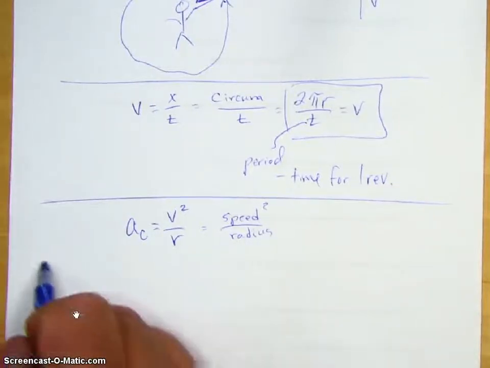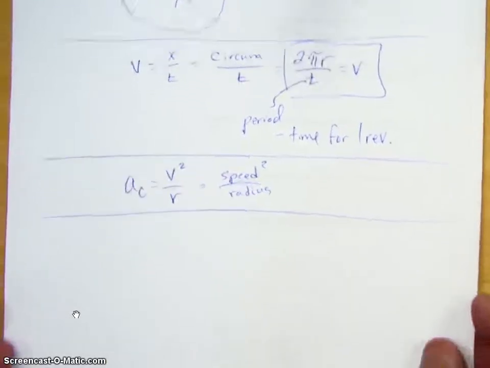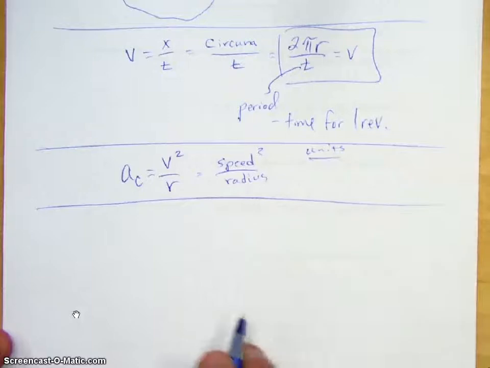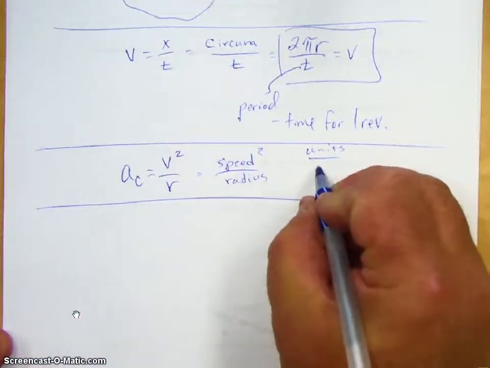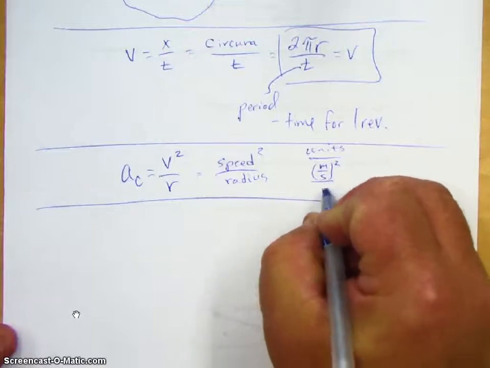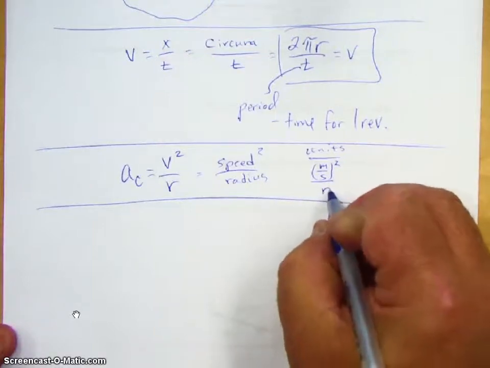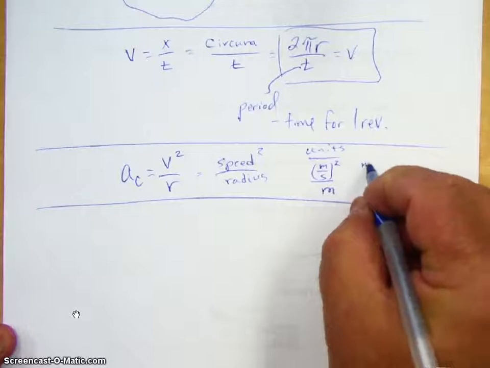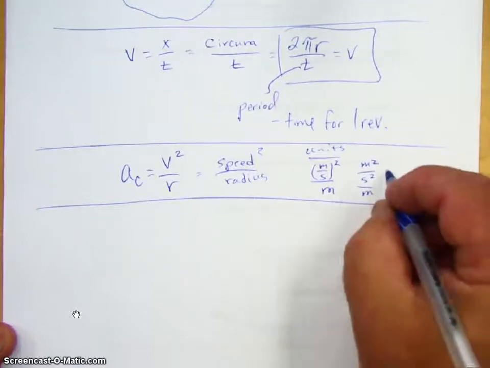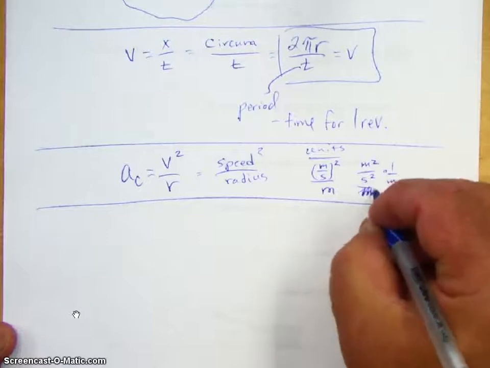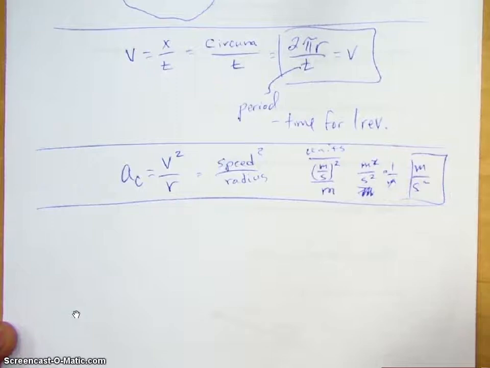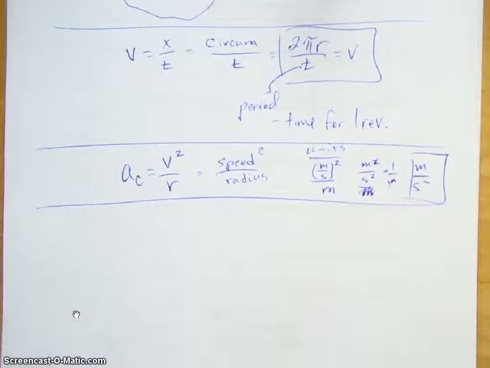Now, here's the thing that can happen with this. By the way, let's take a look at the units, because you know I love units. If I have speed squared, well, speed is meters over seconds, squared, divided by radius, which is going to be in meters. So I'm going to get meters squared over seconds squared divided by meters. When I multiply by 1 over meters to get rid of that, one of your meters cancels out. I'm left with meters per second squared. That's an acceleration unit. Oh, life's wonderful.